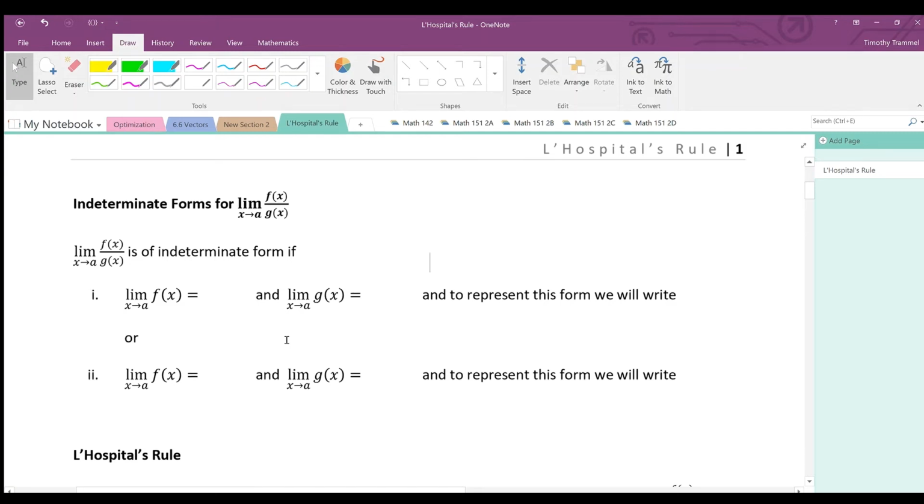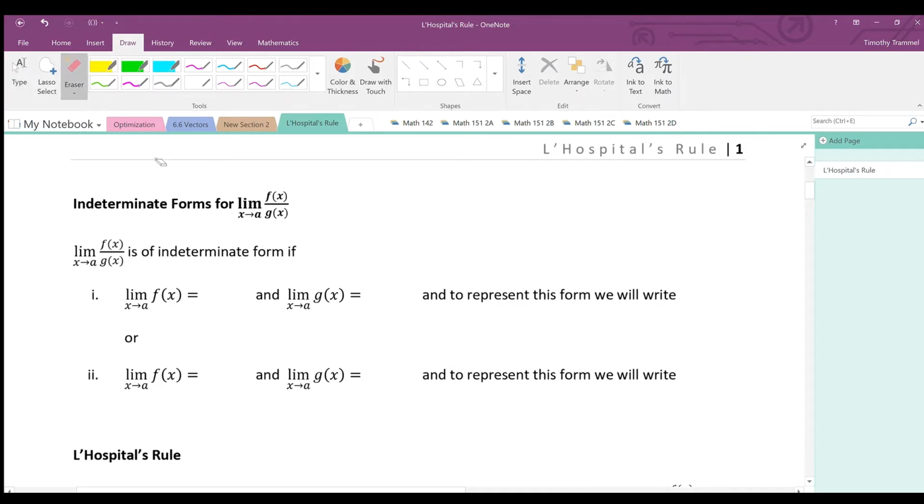Today we are going to cover L'Hopital's rule, which is really a rule that we can use to evaluate certain limits. Okay, and sometimes these are limits that we wouldn't be able to evaluate otherwise. But the only limits that these apply to are ones that fall into a specific form.